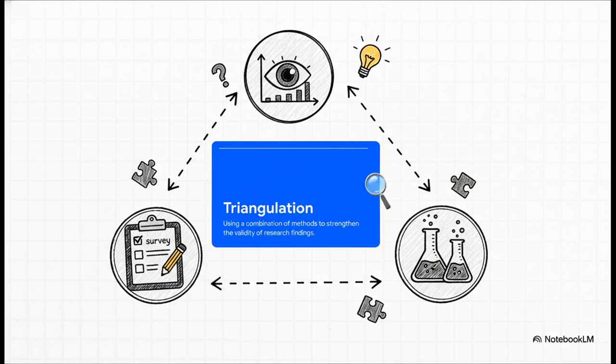An observation might be deep, but it can be subjective. But if your survey results and your observations, and maybe even an experiment, all point to the very same conclusion, then you can be way more confident you found something real. Each method's strengths help cover for the other method's weaknesses.